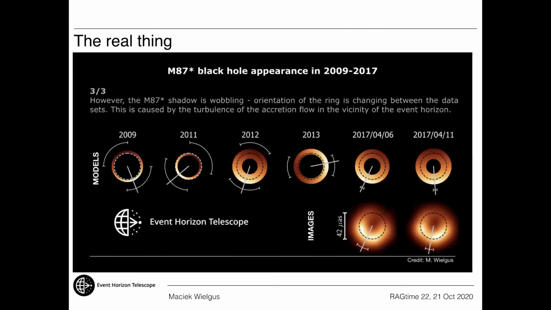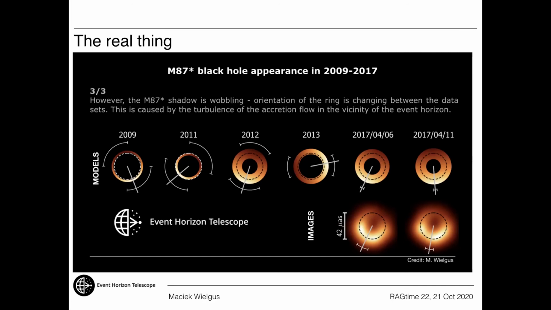This is a snapshot from the outreach materials that we prepared for the associated paper. And here you see where this 42 microarcsecond ring is in all the maximum likelihood fits. What are the uncertainties of the position angle? And you also see how the models compare to the images. We only have images in 2017. The other data sets were too sparse to get images.